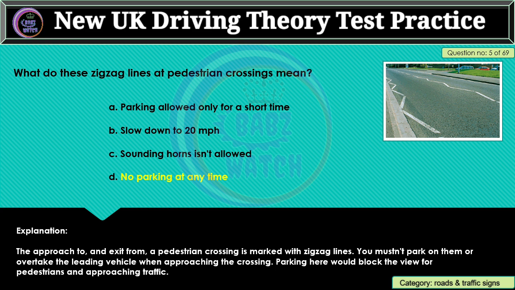Explanation. The approach to and exit from a pedestrian crossing is marked with zigzag lines. You mustn't park on them or overtake the leading vehicle when approaching the crossing. Parking here would block the view for pedestrians and approaching traffic.